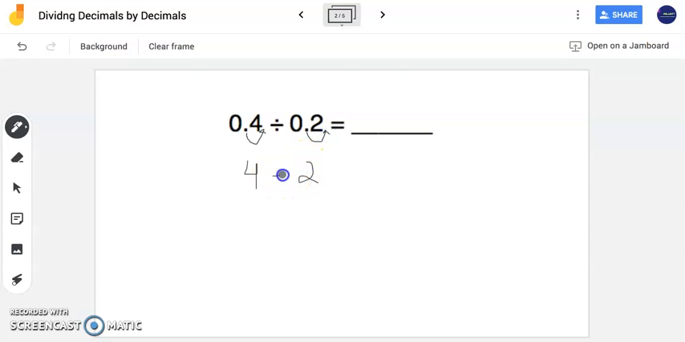So now I could simply rewrite this problem as 4 divided by 2, which is going to give me an answer of 2. So therefore, the answer to 4/10 divided by 2/10 is also 2. Now notice I eliminated my decimal point and then I was able to solve.